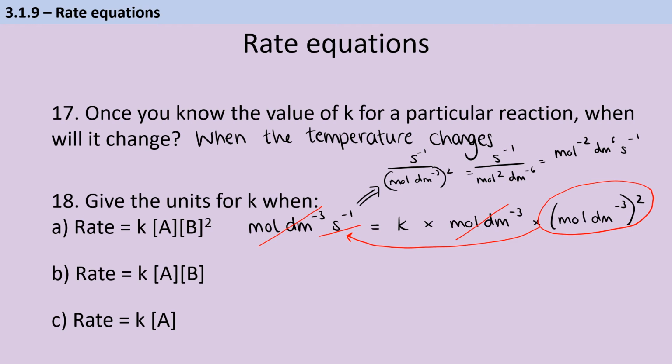So for that first rate equation, we've got units of moles to the -2, decimeters to the 6, seconds to the -1. Then for my second rate equation, I'm going to have units of moles to the -1, decimeters cubed, seconds to the -1. So that second to the -1 is never changing, it's always per second. And then for our last one, we just have seconds to the -1.